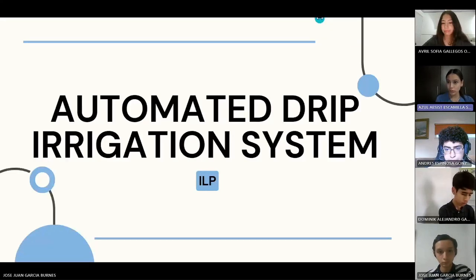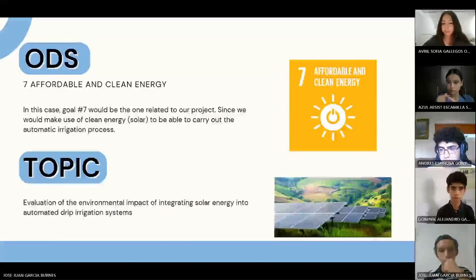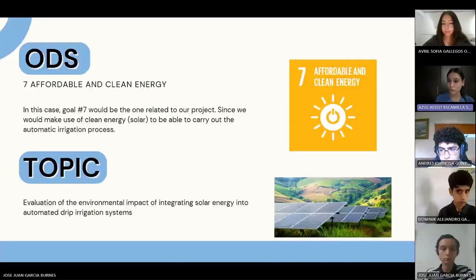Hello, we're team number 2, and today we're going to talk about our project, an automated drip irrigation system. In this case, goal number 7 is the one related to our project, since we will make use of clean energy, and the topic is the evaluation of the environmental impact of integrating solar energy into automated drip irrigation systems.